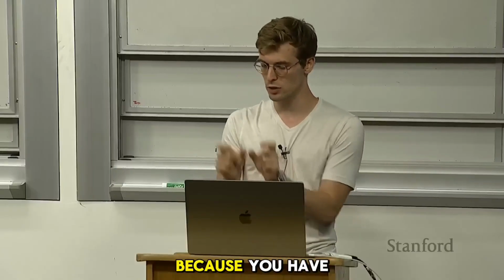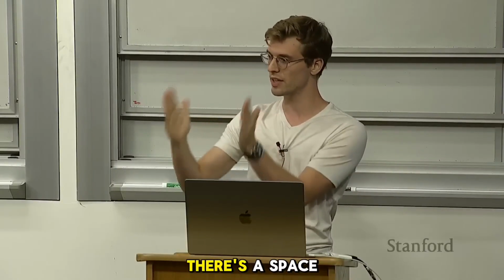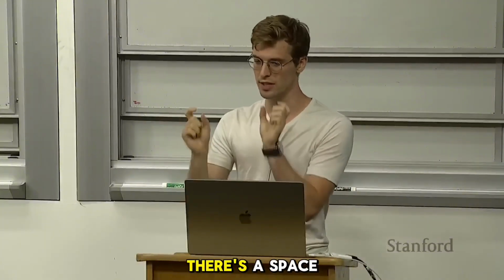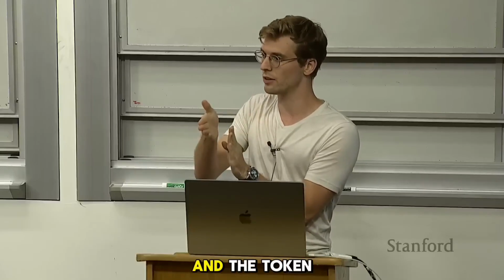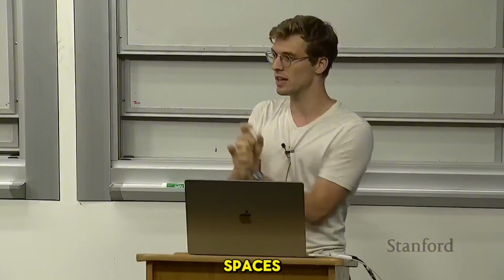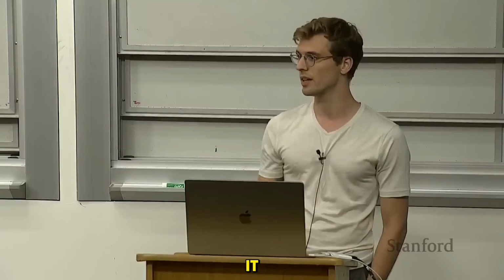You're better off because you have to consider every pair of tokens. So what you end up doing is, pre-tokenizers are very English specific, you say if there's a space, we're not going to start looking at the token that came before and the token that came afterwards. So you're not merging across spaces. But this is just a computational optimization. You could theoretically deal with it the same way as any other character.